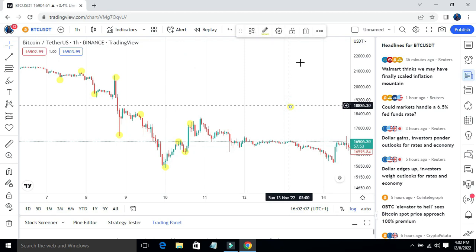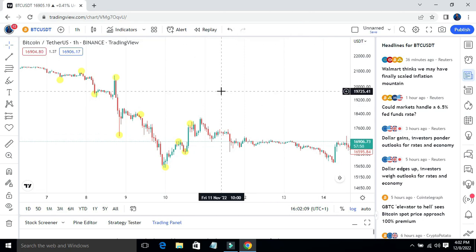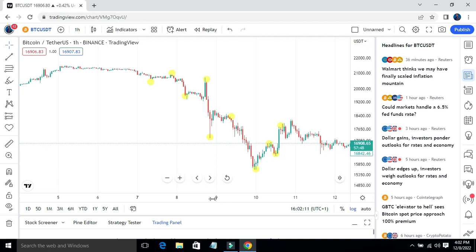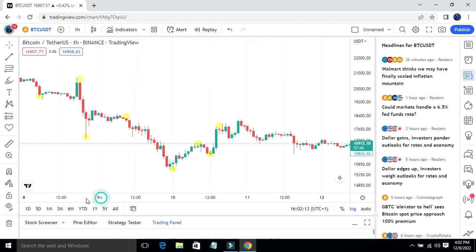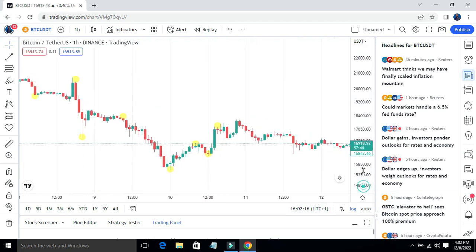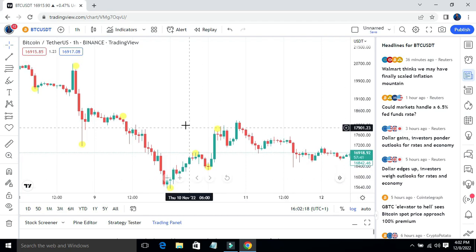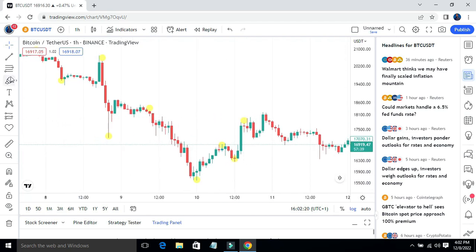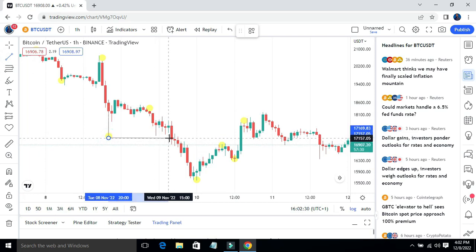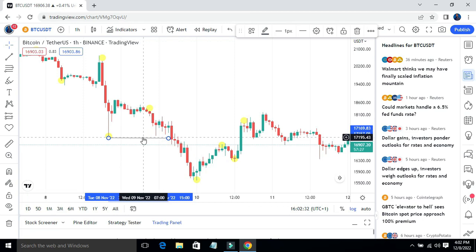So how do you mark out a break of structure like this? You know, the market is not going to be very fine for you. It's not going to be very fine like the one I drew. So this is a break of structure. So here is your break of structure, because this low has been broken by this candle. So this is a break of structure.